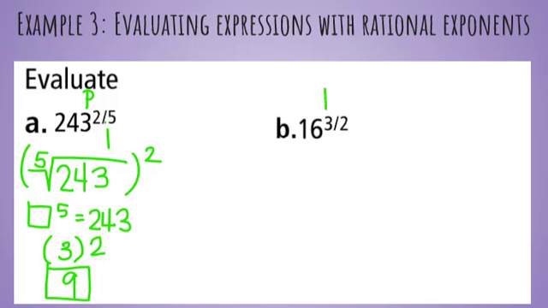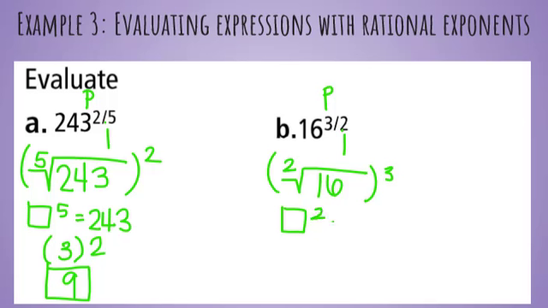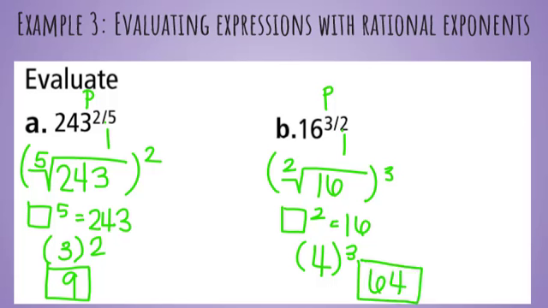And our last one, again, we have the power of 3 and the index of 2. So I'm going to draw my radical. My index is 2, my radicand 16 is inside, and then my power is 3. So here we're looking for what number squared gives us 16. That answer is 4. And then we need to cube 4. So 4 to the 3rd power gives us 64. So 64 is our answer to this problem.